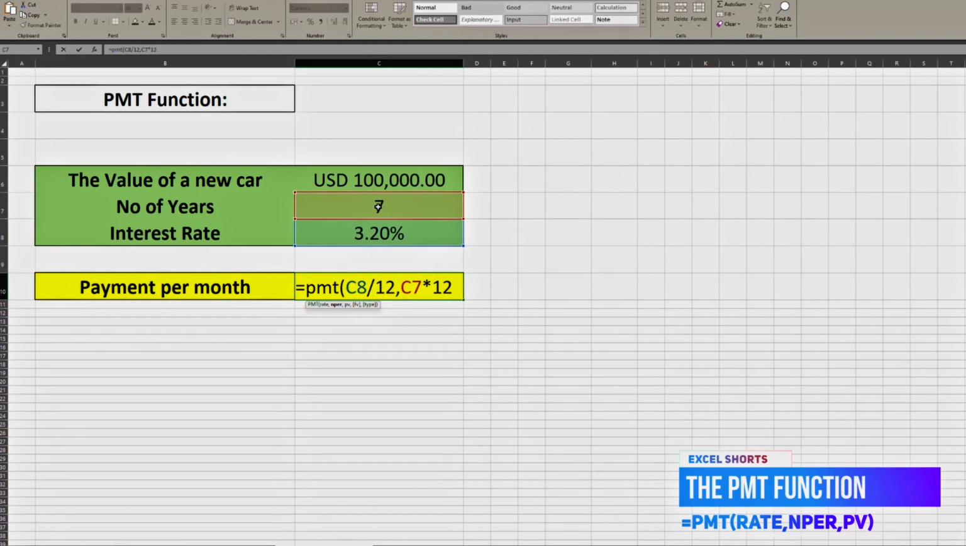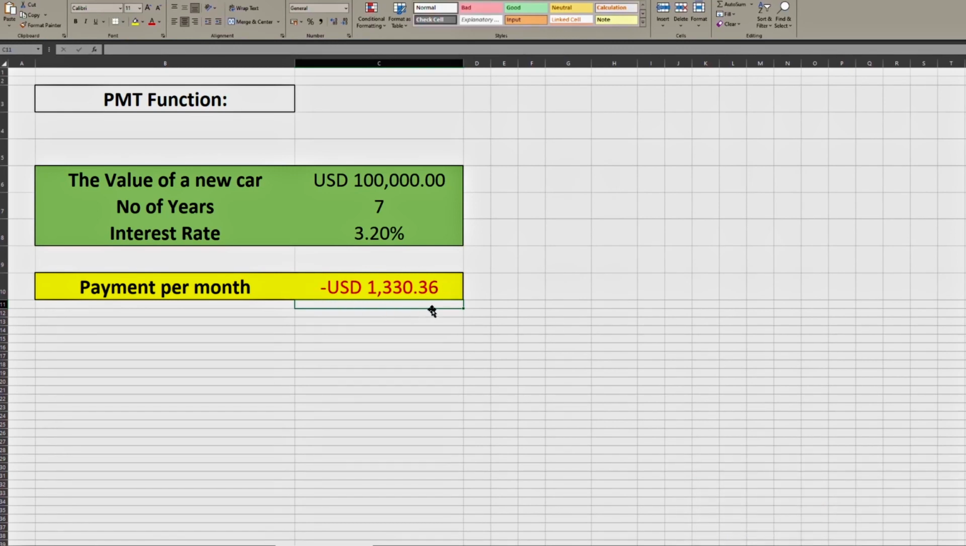And next we are going to add another comma and the present value. PV is present value, so we are just going to take the value and close the bracket, and then press enter to get the result. The answer is going to come in negative. This is the payment that we have to make to the bank per month. So this is how you calculate the payment per month.